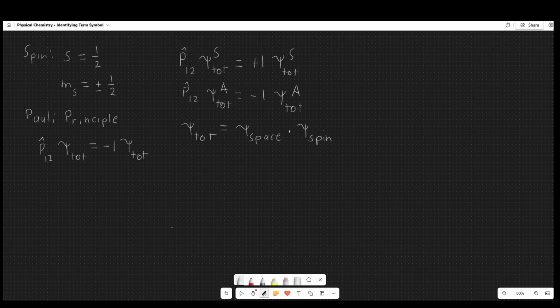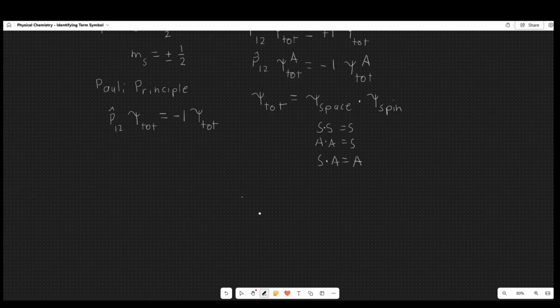The rules of symmetry are that the product of two symmetric functions is a symmetric function. Same thing if it's the product of two antisymmetric functions. Sorry, let me correct that: the product of two antisymmetric functions is also symmetric. But the product of a symmetric and an antisymmetric function is the only way you can get an antisymmetric function. So for psi tot to be antisymmetric, one of these two must always be antisymmetric. That's the case that you need to know coming into this.